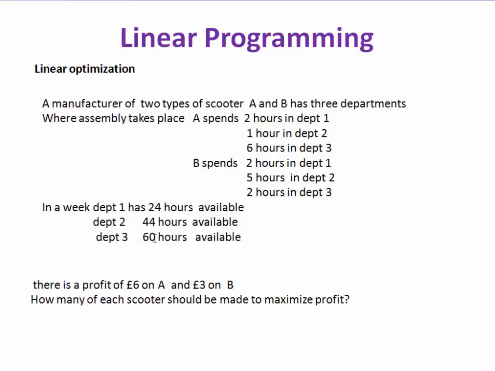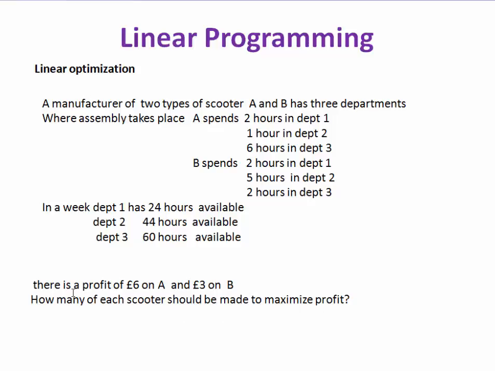Now, because of the limited amount of workers, the departments are only available for 24 hours in Department 1. Department 2 is only available 44 hours in the week, and Department 3 is only available for 60 hours. There's a profit of £6 on A and £3 on scooter B. How many of each scooter should be made to maximize profit?